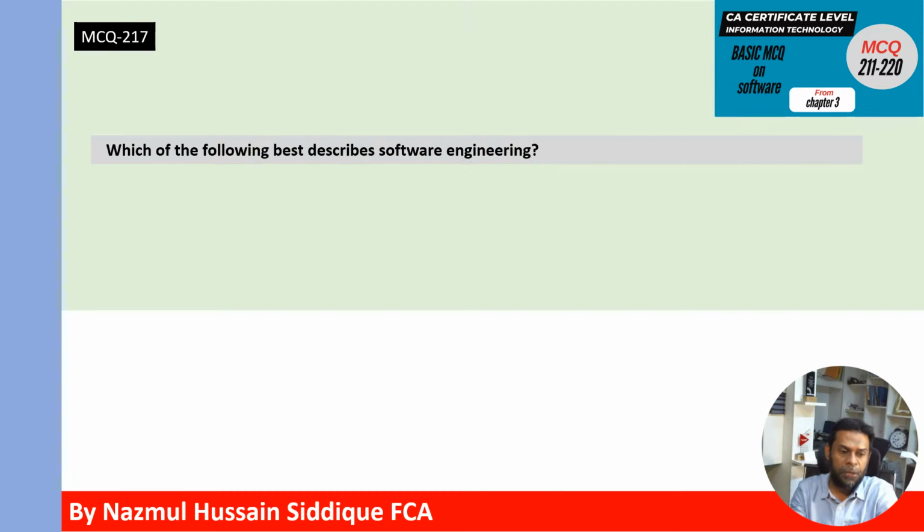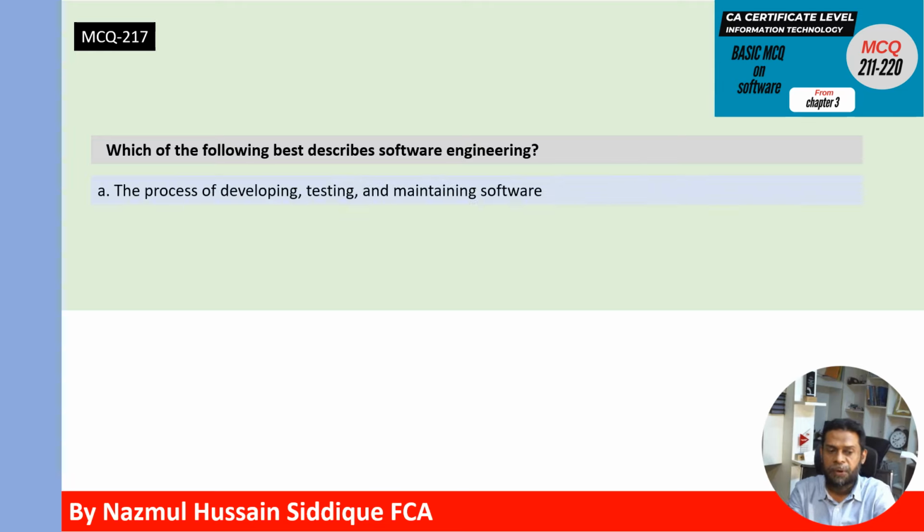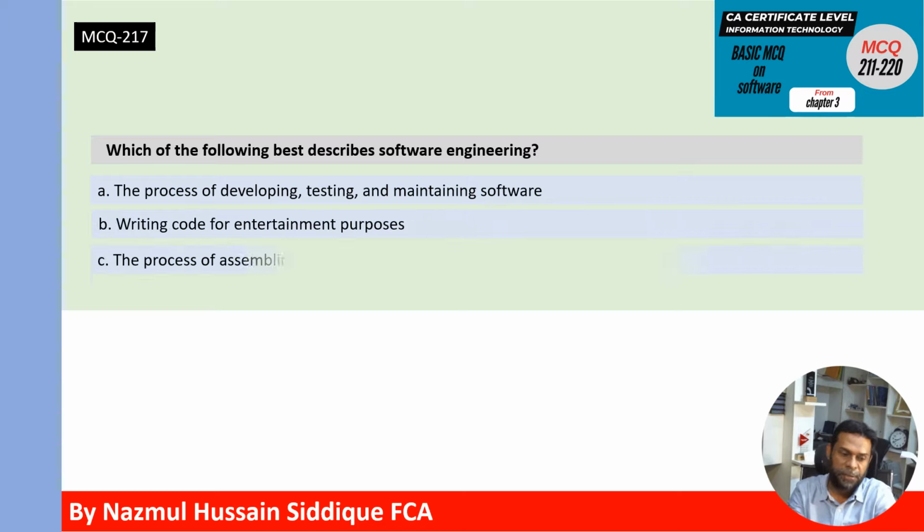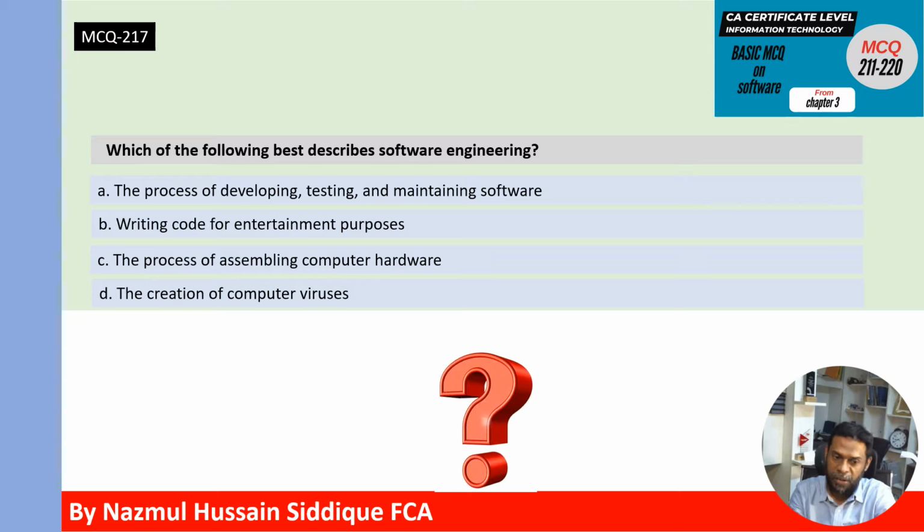Next question. Which of the following best describes software engineering? Option A. The process of developing, testing, and maintaining software. Option B. Writing code for entertainment purposes. Option C. The process of assembling computer hardware. Option D. The creation of computer viruses. Which one describes software engineering best? Option A. The process of developing, testing, and maintaining software. This option describes software engineering best.